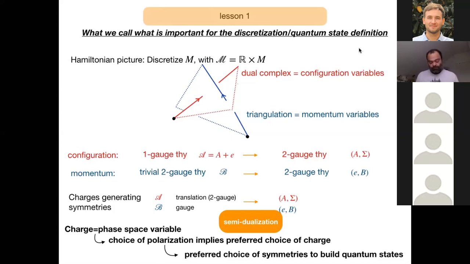And that's exactly the same thing as before. What we call configuration or what we call momentum matters. Here, to go from here to here, I did the semi-dualization. I exchanged E for sigma. So what I call momentum and what I call configuration matters when you build your quantum states or when you discretize this kind of intertwiner, the same thing.